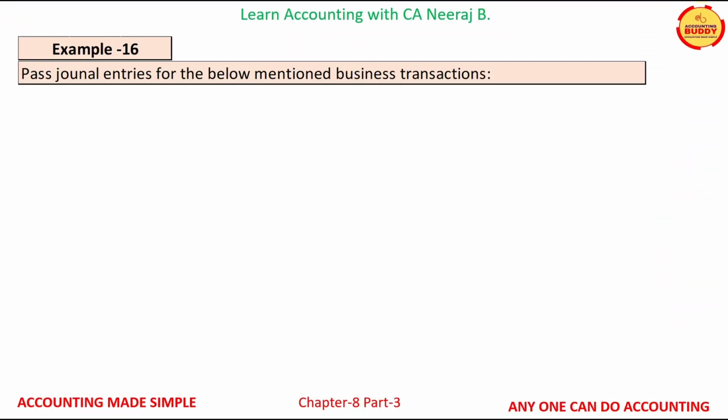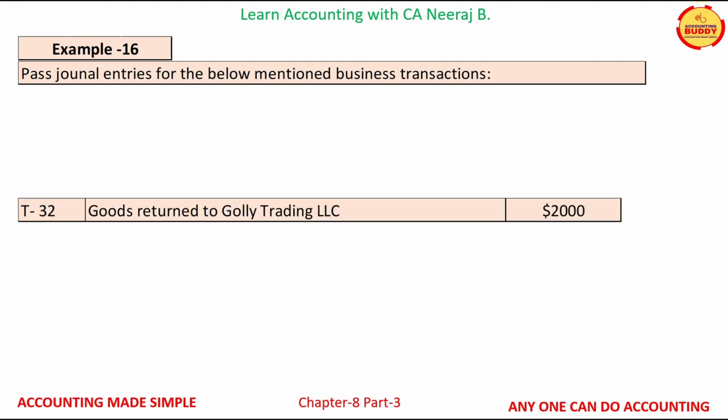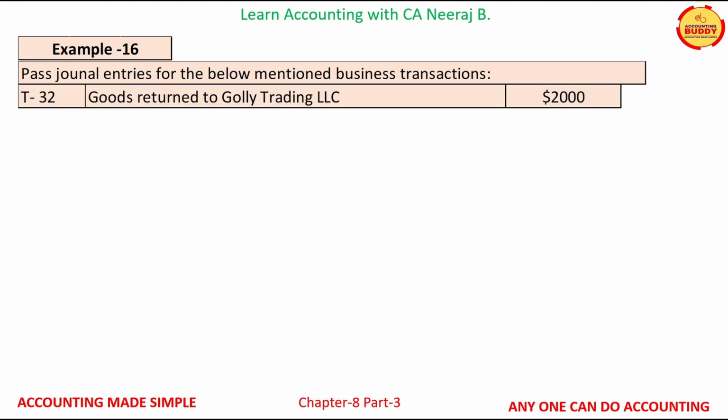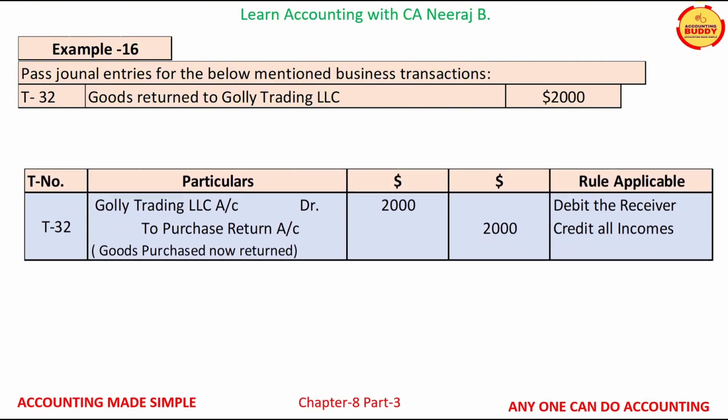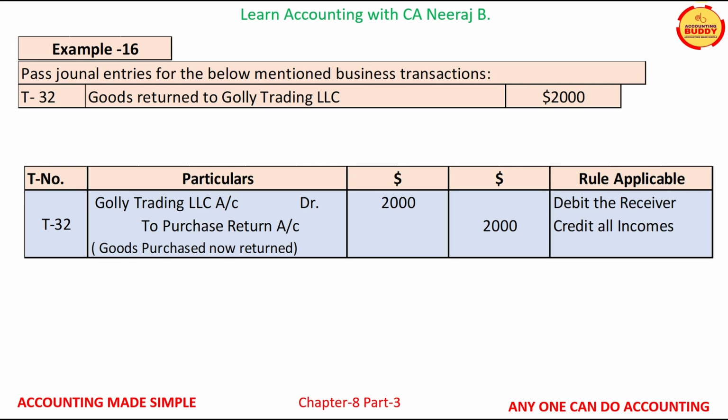Another illustration for journal entries on your screens is: pass journal entries for below mentioned transactions. Transaction T32 is goods returned to Goli Trading LLC worth $2,000. The two accounts which are affected by this transaction are creditors account of Goli Trading LLC and purchase return account. Under traditional classification of accounts, Goli Trading LLC is a personal account and the rule of debiting personal account is debit the receiver.